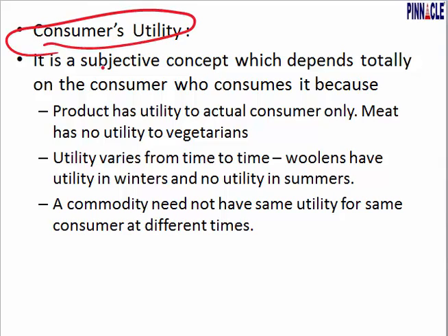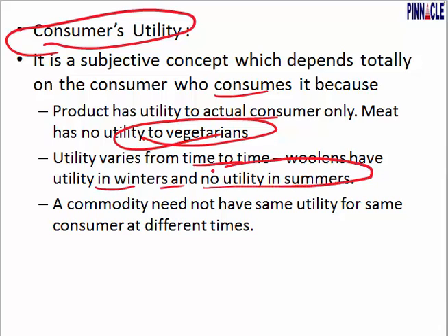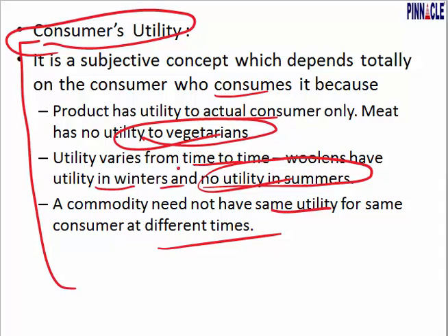Consumer utility is a subjective concept which depends totally on the consumer who consumes it. Because a product has utility to the actual consumer only. Meat has no utility to a vegetarian. Utility varies from time to time. Woolen has utility in winters but no utility in summers. A commodity need not have the same utility for the same consumer at different times. So this is the concept of consumer utility. A person may have different utility of a particular commodity at different times. A product has very good utility for A, but is not utilized by B.